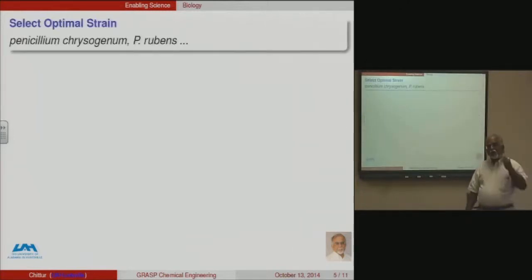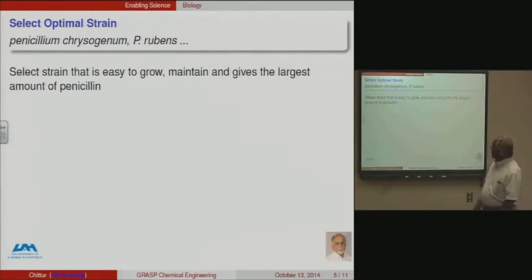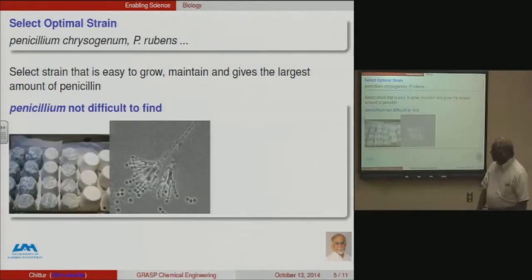As I mentioned in the last video, we had to identify the optimal strain. Turns out that there is a strain called Penicillium chrysogenum. There are strains called Penicillium rubens, and so on and so forth. Scientists identified which strain will grow in large quantities and be the most optimal for recovering penicillin from it. So we got to select the strain that is easy to grow, easy to maintain, and also gives us the largest amount of penicillin for the lowest price.